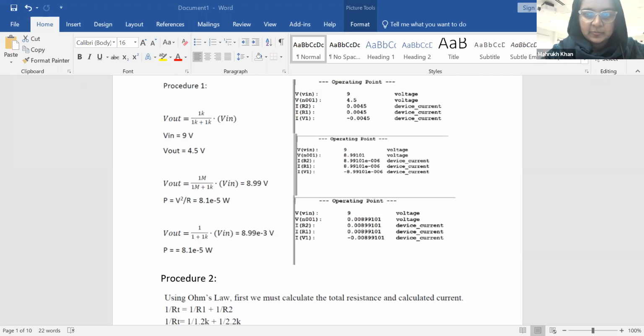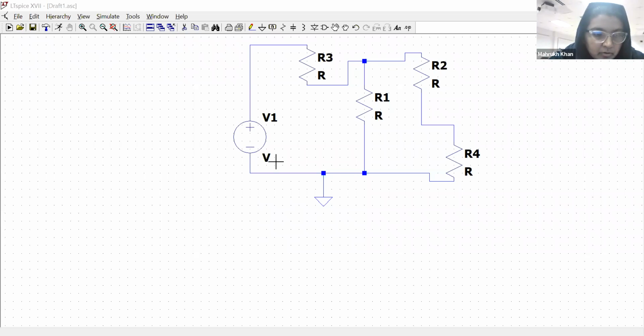Okay, let me explain what I was trying to explain in this. There was a question in lab number 2 about shorting your R2 and R1. I was just trying to explain that. I don't know what the values were. So this was the circuit, I think. This right here was confusing in the lab.